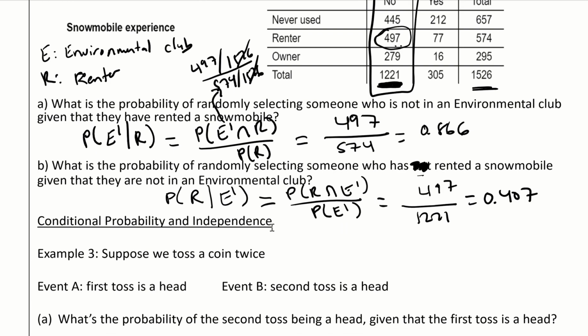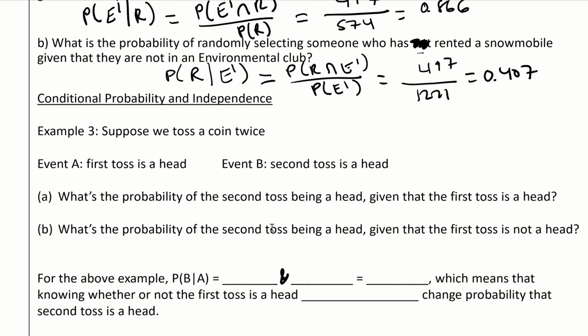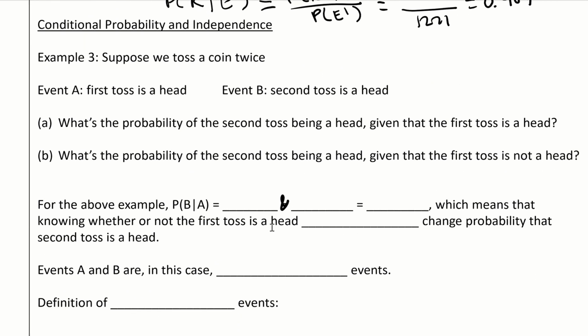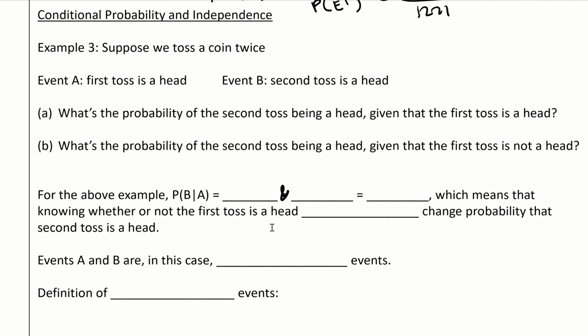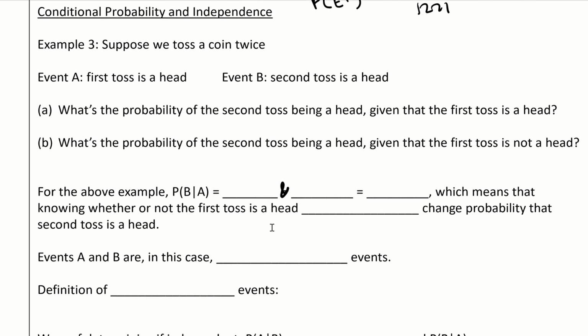All right. So when is it equal? Well, it's equal when the events are independent. So we're going to look at this here, conditional probability and independence. So example 3, suppose we toss a coin twice. The event A, first toss is a head. Event B, second toss is a head. So what's the probability of the second toss being a head, given that the first toss is a head?